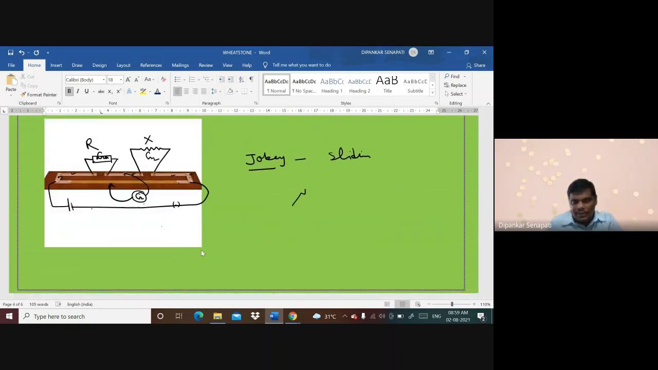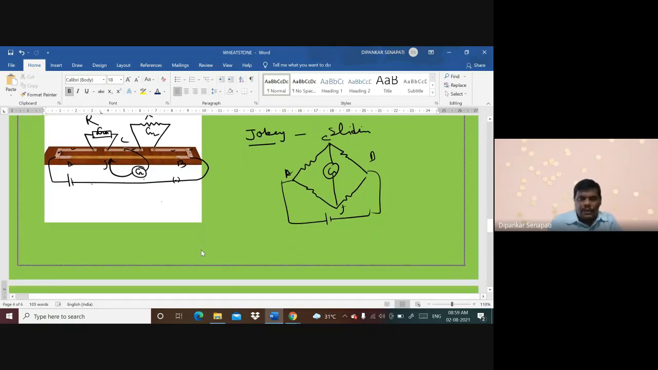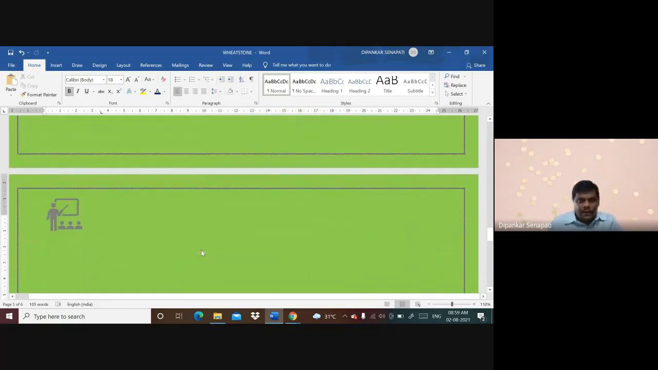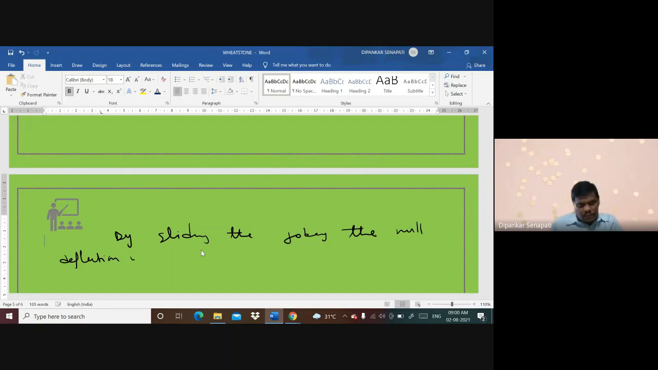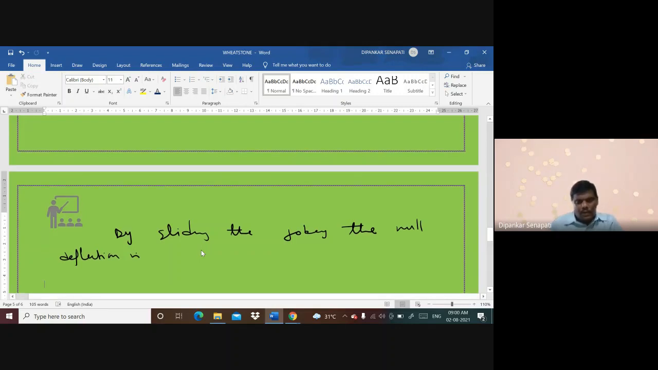You could understand that this is the Wheatstone bridge, with points named A, C, B, and J. So what we are getting is, by sliding the jockey, the balanced condition, the null deflection, is obtained.